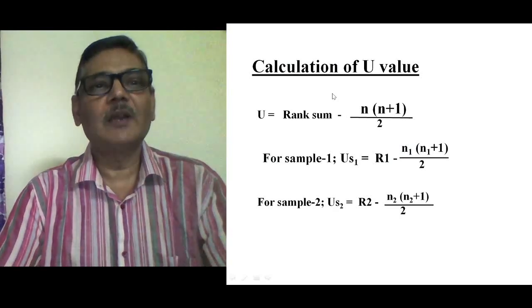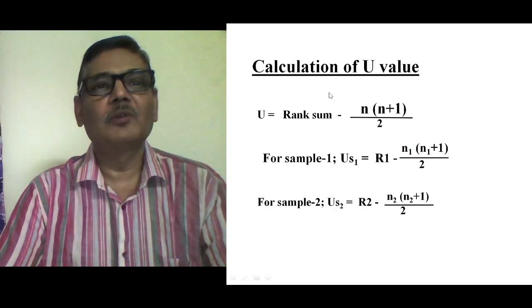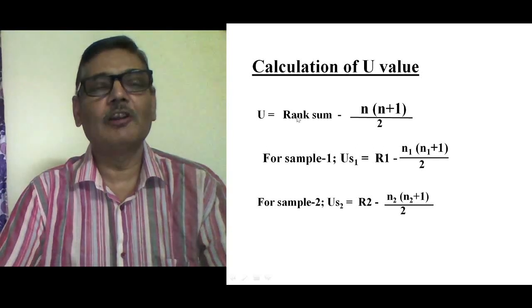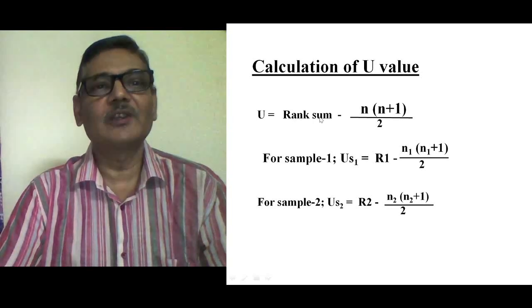The steps which are involved are quite simple. You have to calculate only two aspects. One will be the U statistic, that is the U value, and the other will be the Z value. The calculation of U value is done by taking the rank sum, that is, all the ranks which are allotted for sample 1 or sample 2, their sum will be taken. So rank sum minus n into n plus 1 by 2, where n represents the number of observations in sample 1 or in sample 2.